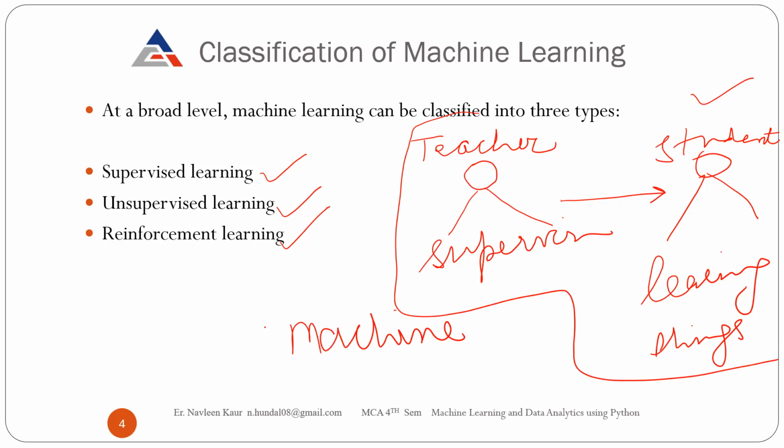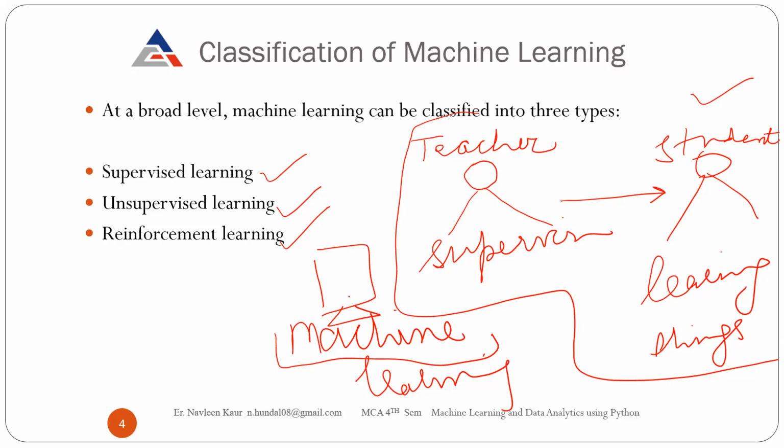Okay, now your machine is learning. In the classroom you are learning, but in machine learning, who is learning? Your machine is learning. So this is a machine, and you are making it learn certain things. Here there is no supervisor, no teacher, physically no one present. So who is doing the supervision? Who is guiding your machine? Who is making your machine learn things? The answer is the data set.